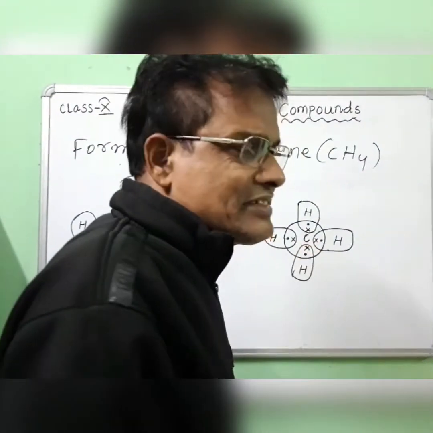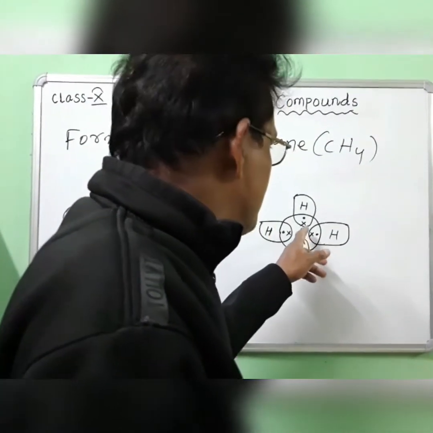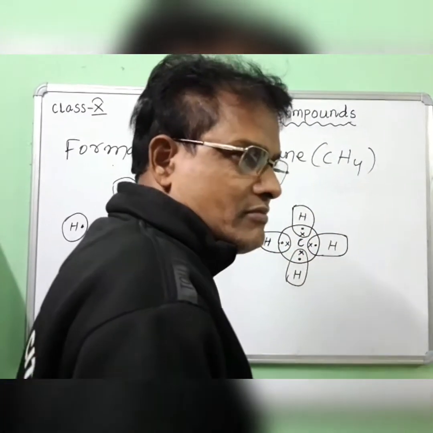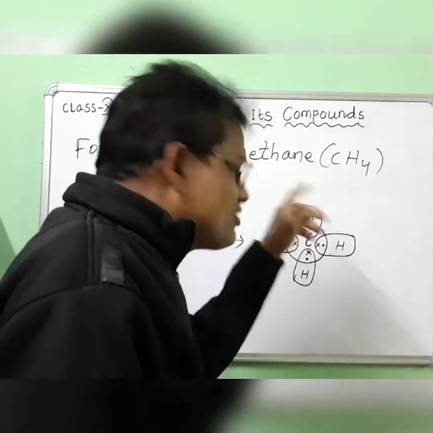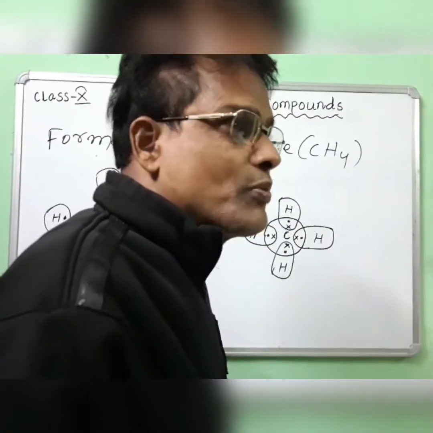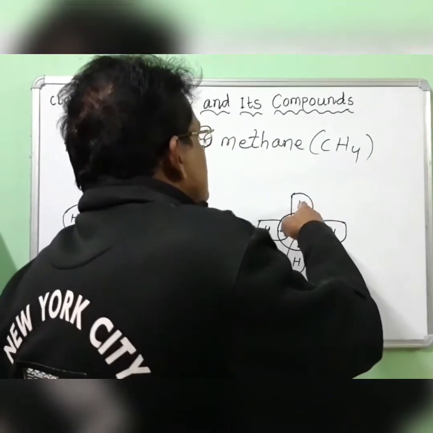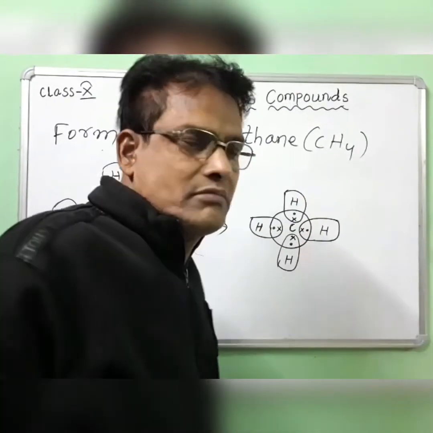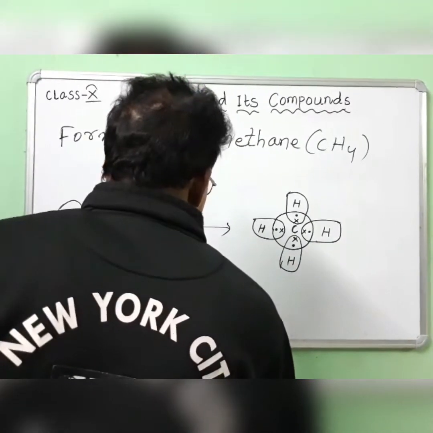That is, carbon attains its nearest noble gas configuration, that is 8. So here carbon has 4 electrons, 1, 2, 3, 4, 5, 6, 7, 8. Clear? Carbon attains its octet. Similarly, each hydrogen atom attains its nearest noble gas configuration, that is the configuration of helium, that is 2. So you see each hydrogen atom has 2 electrons, 1, 2. Clear? Okay.